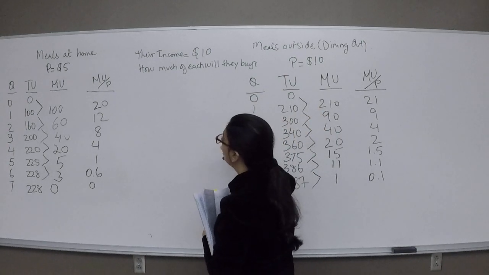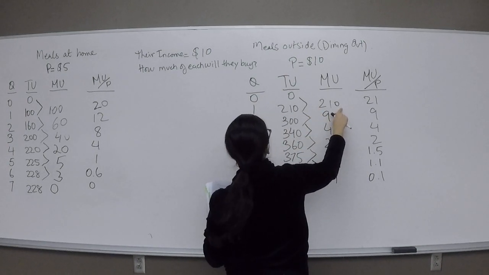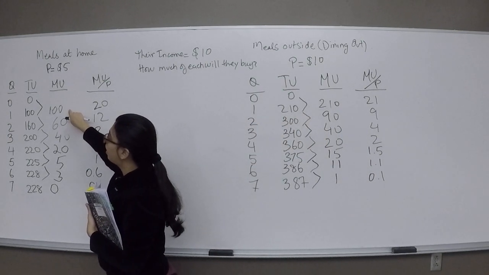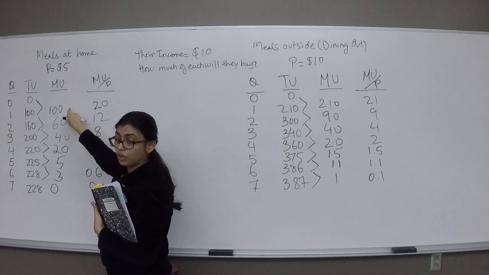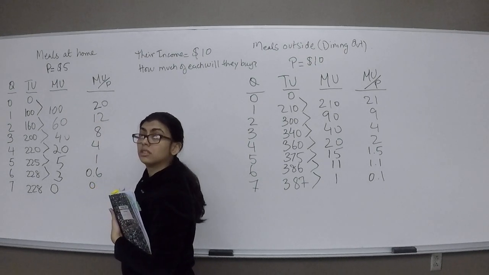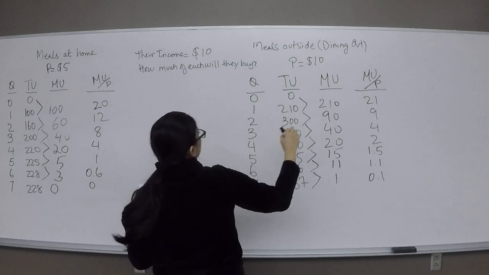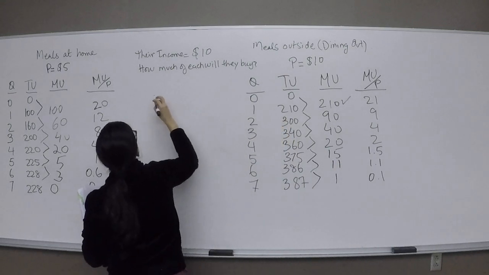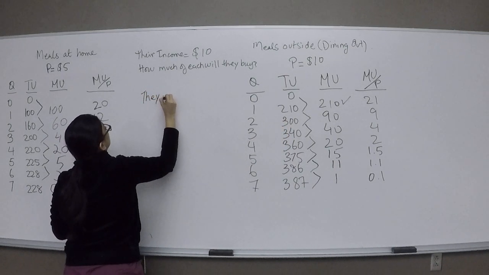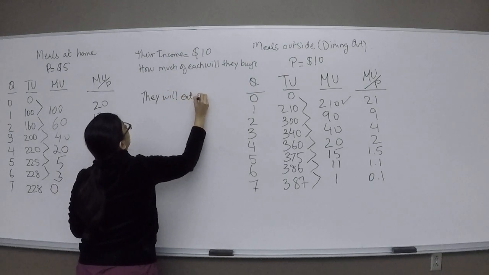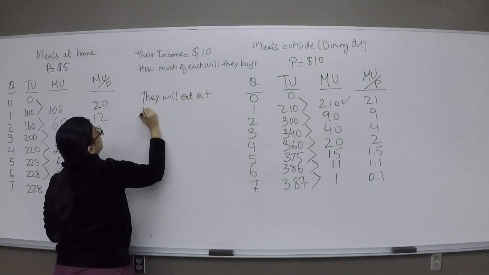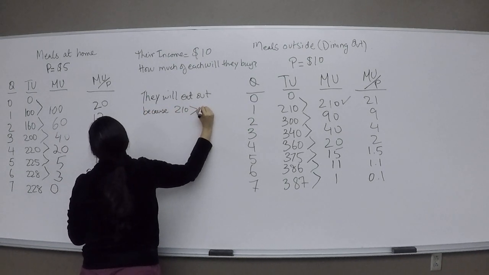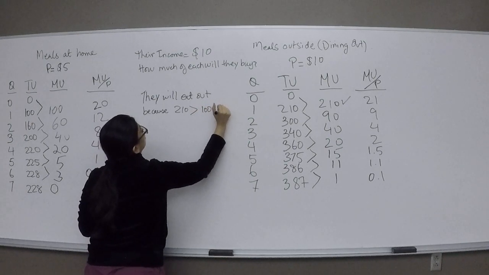For the first quantity, the marginal utility they receive eating out is $210. The marginal utility they receive for eating at home is $100. So which one is greater? The outside is greater. 210 is greater, so they're going to eat out, because 210 is greater than 100 marginal utility.